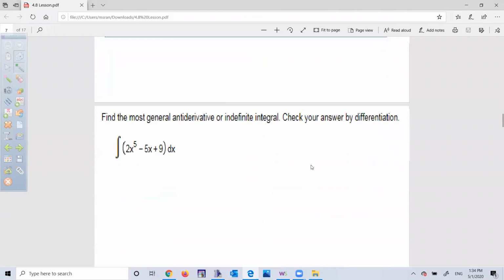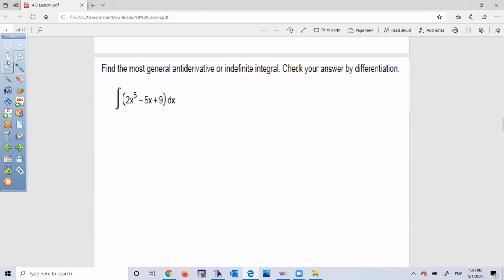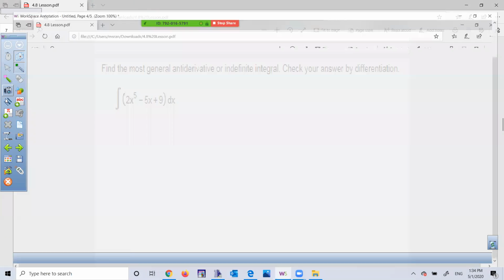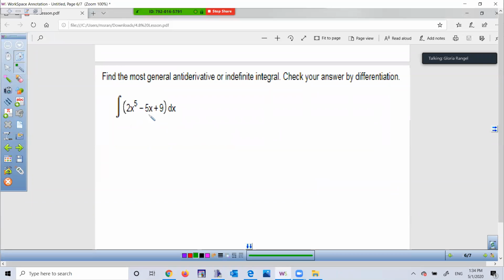in the case that the problems are longer. So here is an example where we're going to apply how to do the antiderivative, or how to integrate this function piece by piece. It says, find the most general antiderivative. You're still doing the same thing. Or indefinite integral, same things to each other. But now because you have this symbol, they're mentioning the words indefinite integral because that's the name of the symbol on the equation. Check your answer by differentiation.